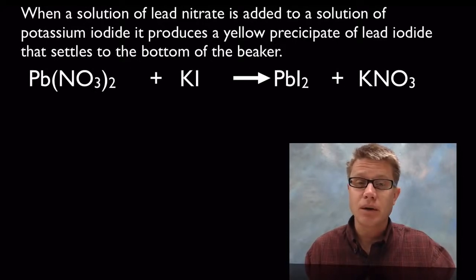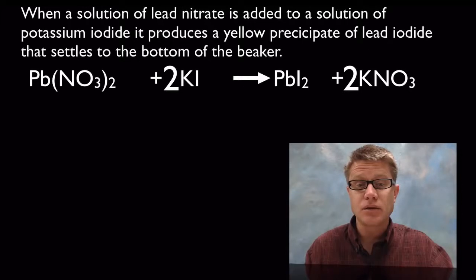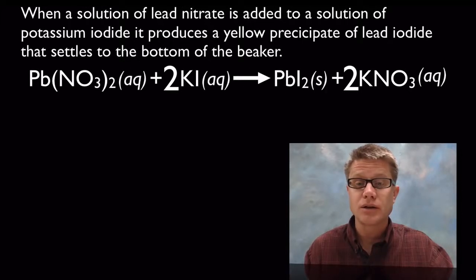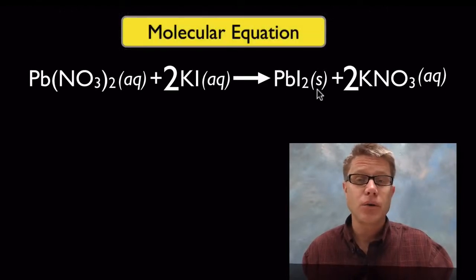Next thing I want to do is I want to make sure that I balance it. And so I can see right here that I don't have enough iodine on the left side, so I could add a 2 there. Now I've got too many nitrates on the left side, so now I could balance it like that. I also have to write the state that it's in. So remember, those first two were aqueous, but this lead iodide is going to be a solid. And now I've got a nice molecular equation.